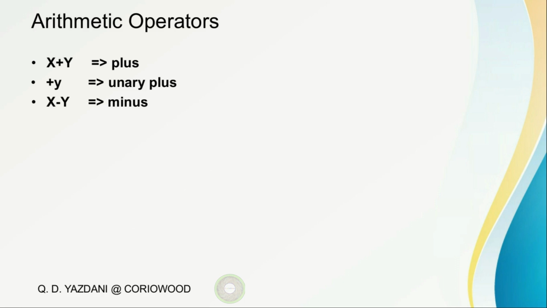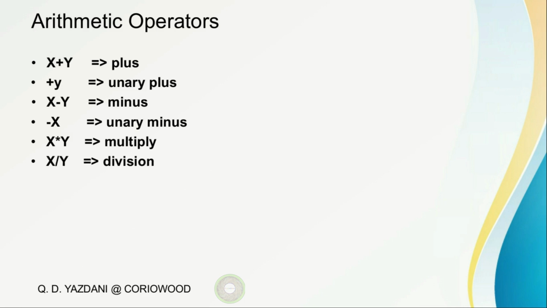And we have minus: x minus y, two values, 1 minus 2, or minus x. Sometimes you need just a single digit and you want to make it minus 1 or minus 2. That's where you need a unary minus. Binary means two, unary means one. Multiply is x multiply y. With multiply we don't have a unary multiply. We have unary plus or unary minus.